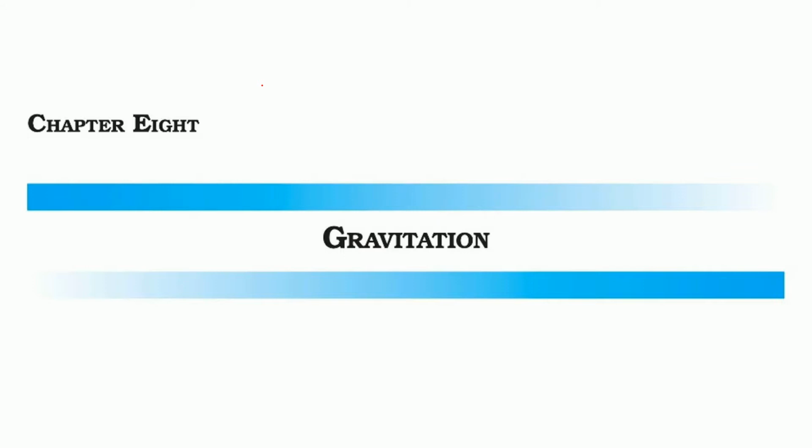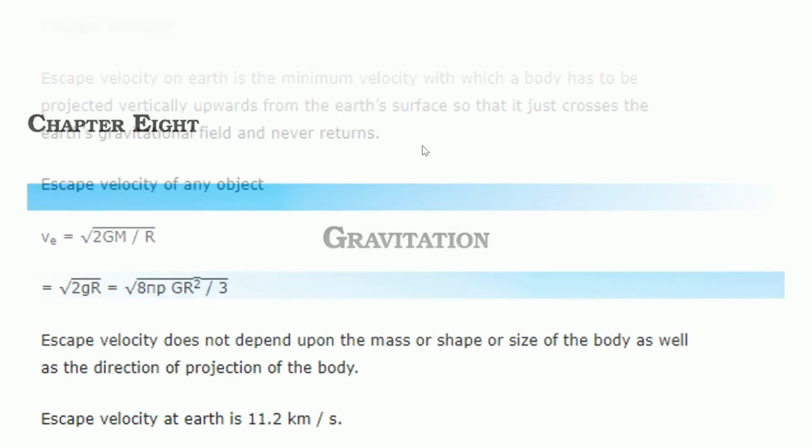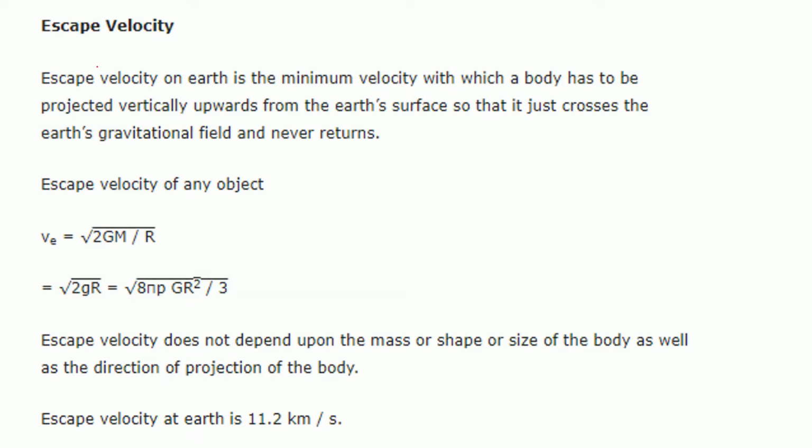This is chapter number 8, Gravitation. Escape velocity. As the name suggests, to escape, what should be the velocity and what is the velocity? The escape velocity on Earth is the minimum velocity with which a body has to be projected vertically upwards from the Earth's surface so that it just crosses the Earth's gravitational field and never returns.